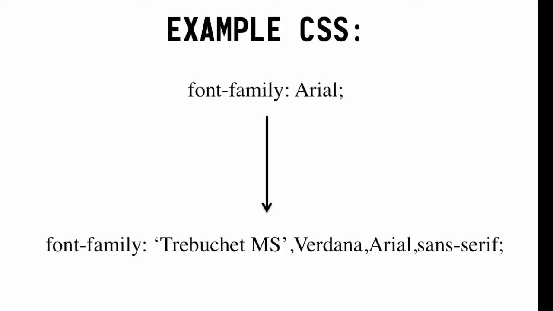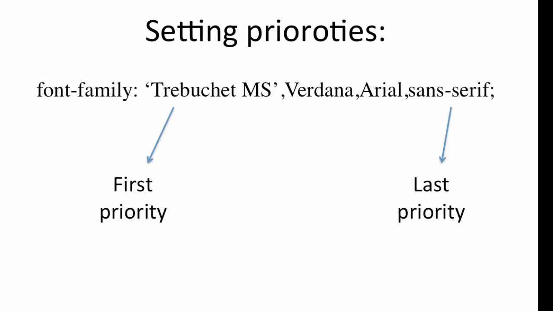Even though Trebuchet MS, Verdana, and Arial are all supposedly on all the computers, once in a while you will find out that that is not the case. So what we want to do with this long string of fonts is set priorities. When someone visits your website, we want them to see Trebuchet MS. In case that's not there, it would move on, and the last priority would be a generic sans serif.